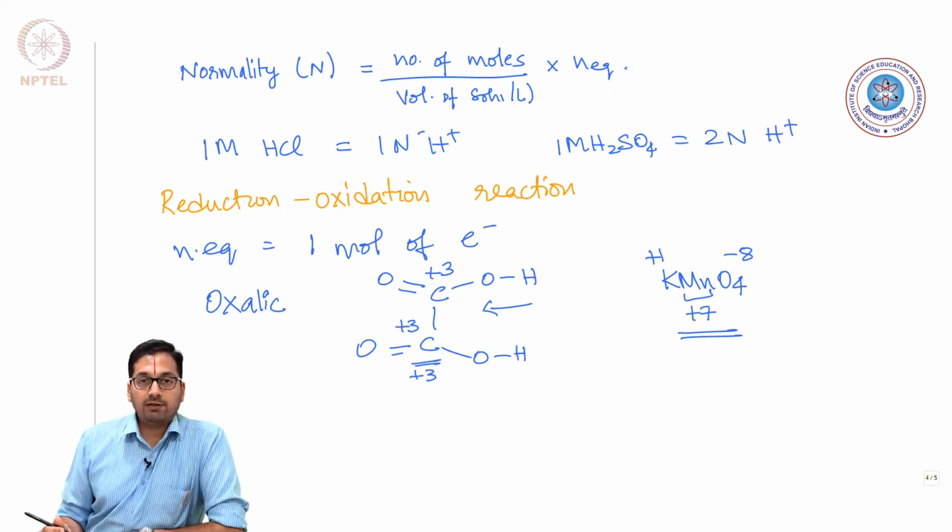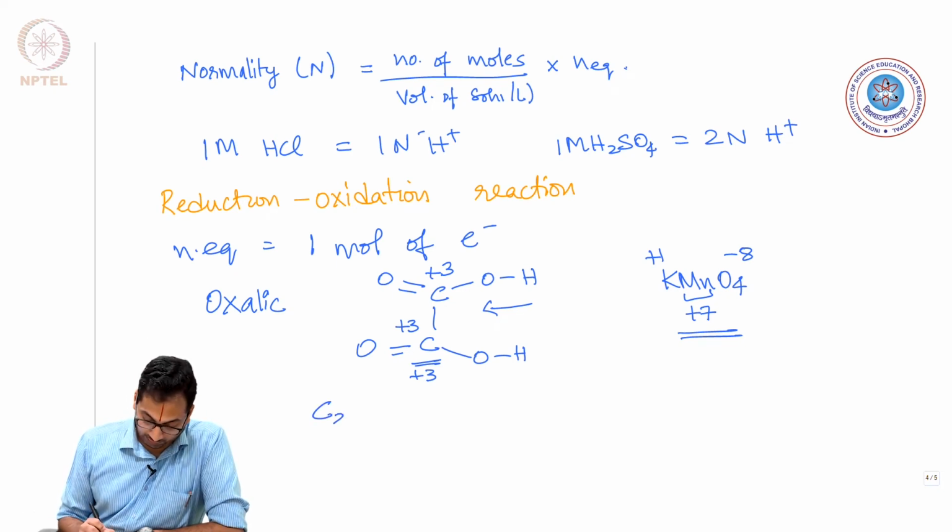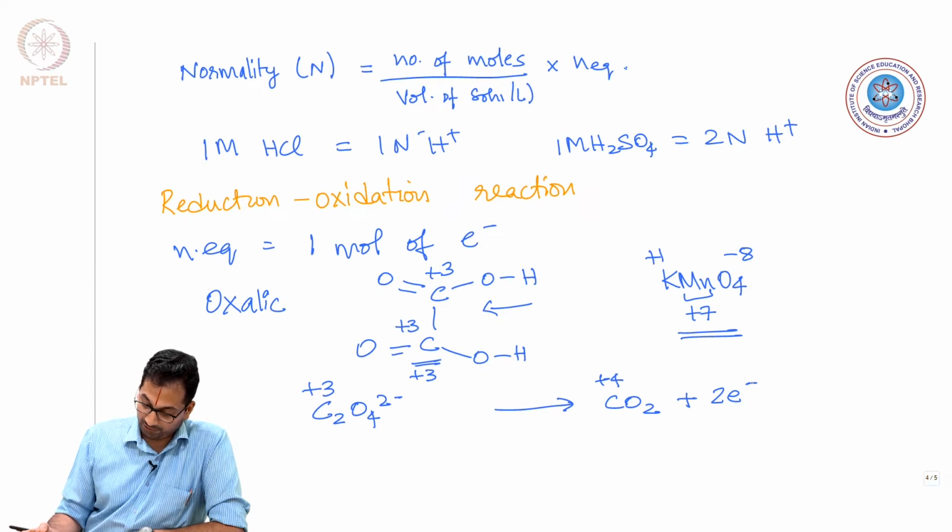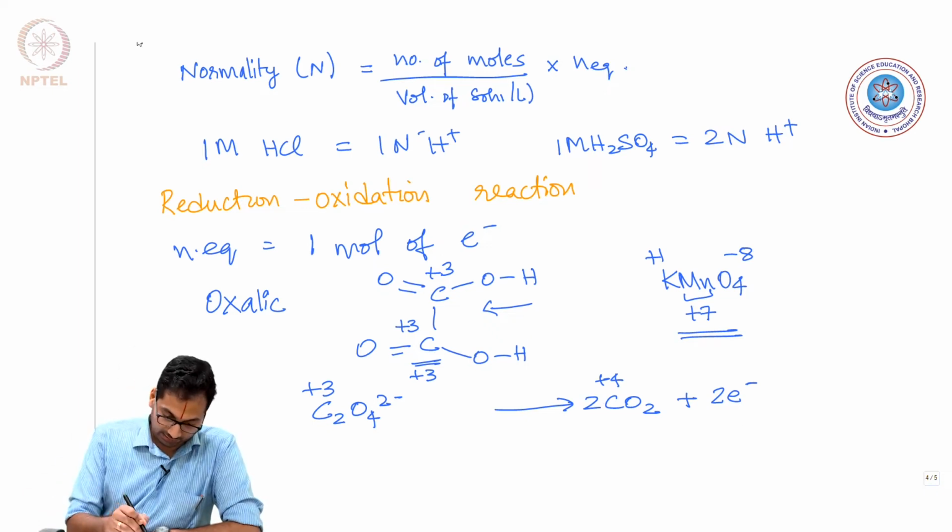So let us take a look at the reaction of oxalic acid getting oxidized by potassium permanganate. Oxalic acid can be written as C2O4 2 minus and is becoming carbon dioxide. Here carbon is at +4 state, here carbon is in +3 state. So when you have something like this, you are losing electrons that go on the other side. And you also have to balance the reaction on either side.